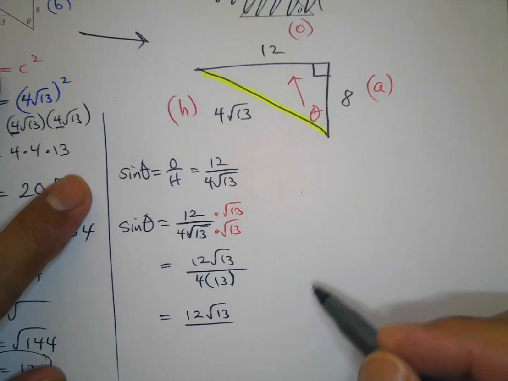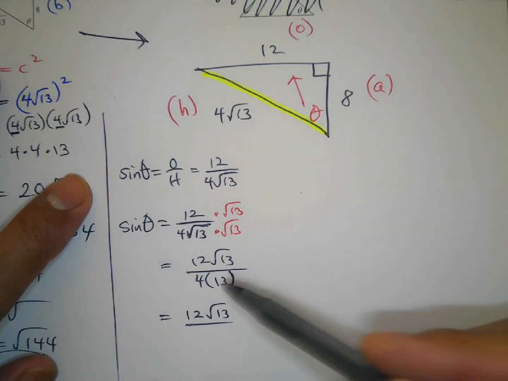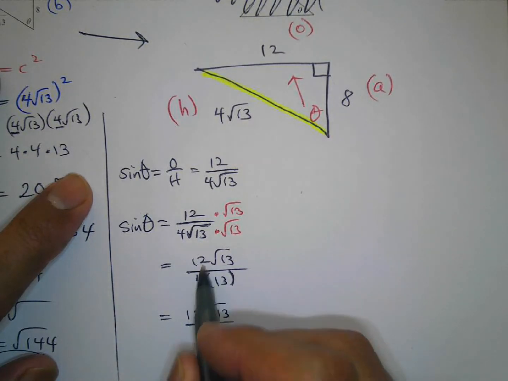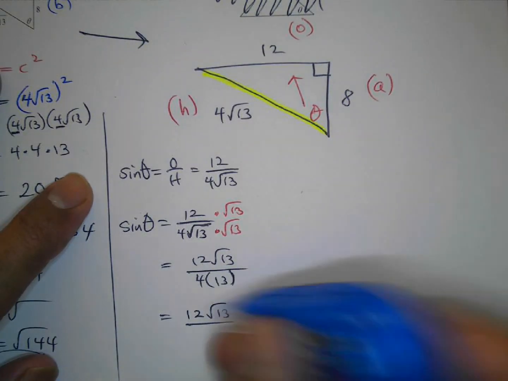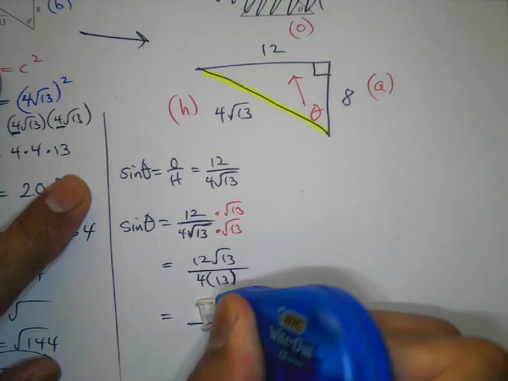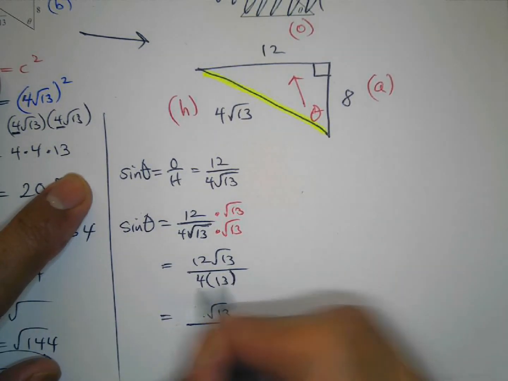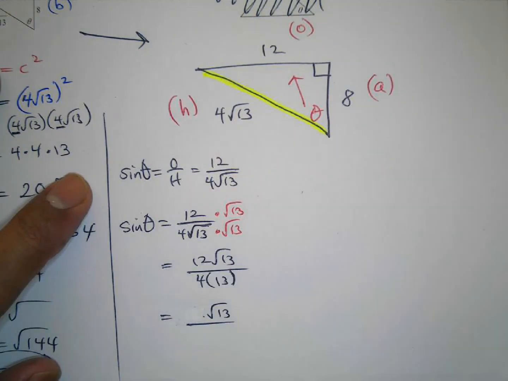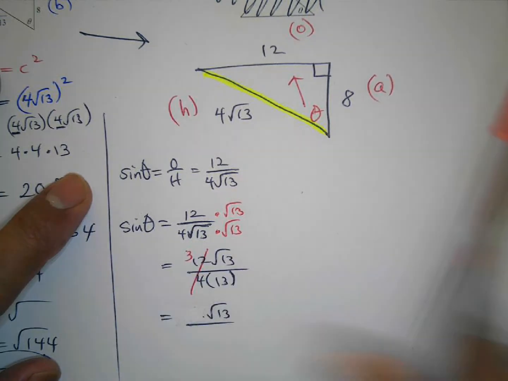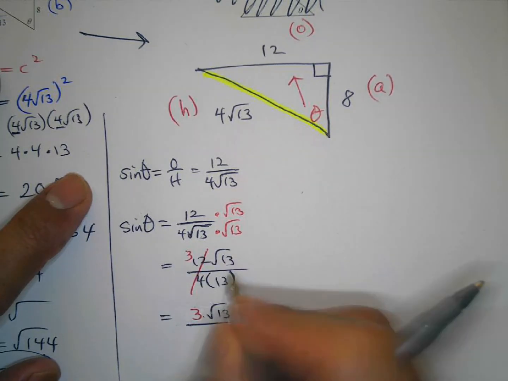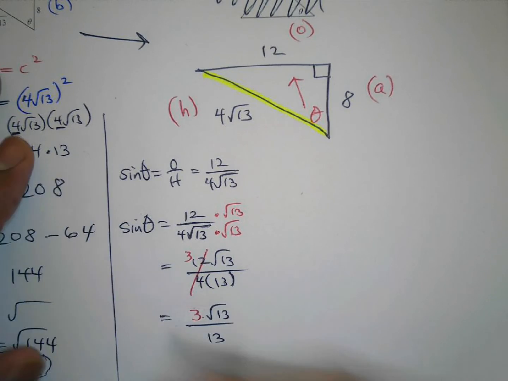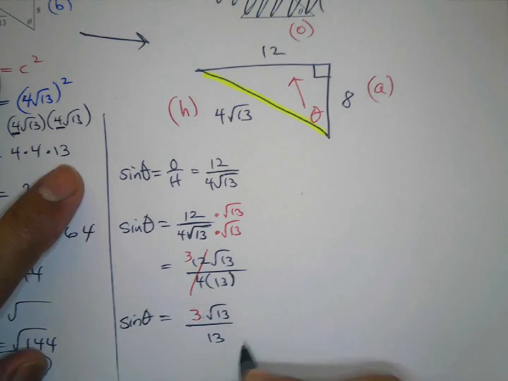Or you know what? I'm sorry. Let's do this. I could just reduce right here. Everybody look, before I multiply these, why don't I just look at reducing this? Before I multiply the 4 with the 13, I can reduce the 12 and the 4. 12 divided by 4 is 3. So it'd be 3 root 13 over what? Over the 13. There's sine.